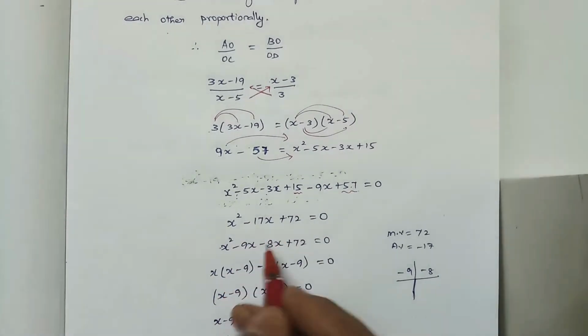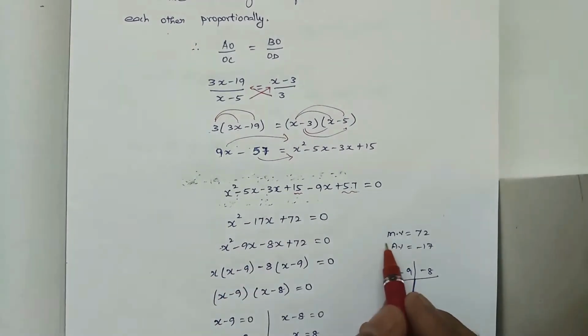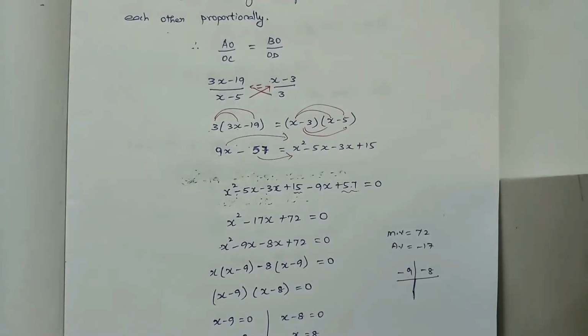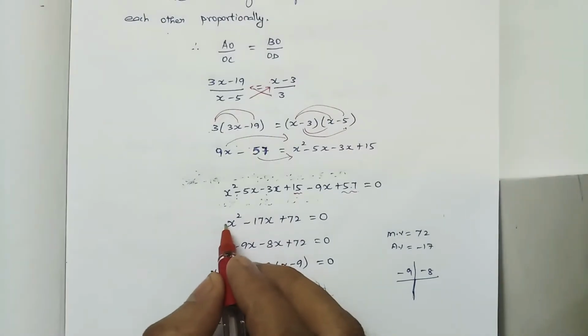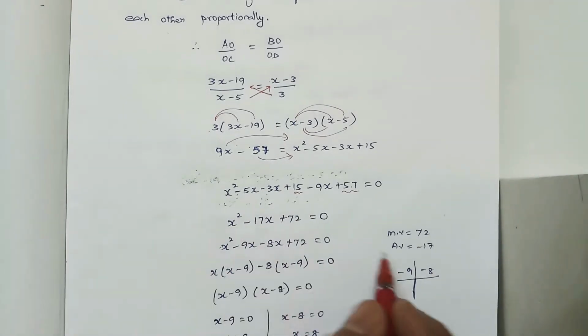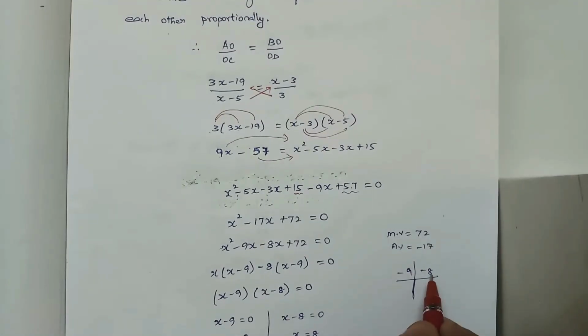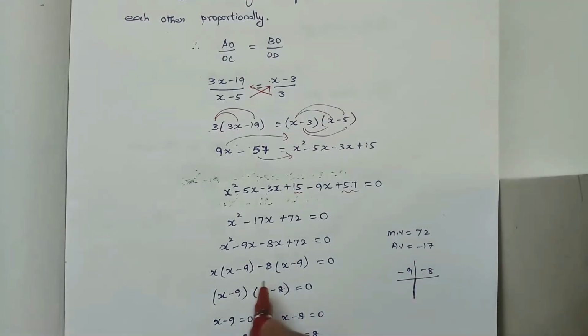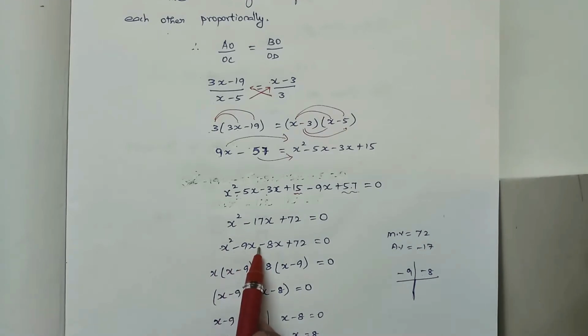Now we got a quadratic equation, and we use the factorization method. I am finding the multiply value and the addition value. What is the multiply value? The x square term, 1 into 72, is 72, and the addition value is minus 17. So minus 9 into minus 8 is plus 72, and minus 9 minus 8 is equal to minus 17, right? Now doing the factorization, what will I get? x square minus 9x minus 8x plus 72. What is the common term?